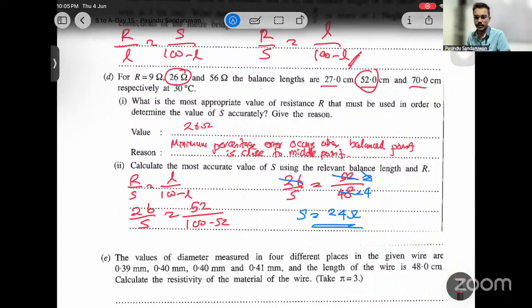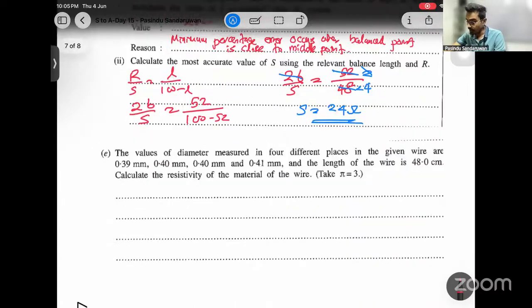Next, E. The values of diameter measured in 4 different places in the given wire are 0.39 millimeters, 0.40 millimeters, 0.40, and 0.41. The length of the wire is 48 centimeters. Calculate the resistivity of the material of the wire. Take pi equals 3.